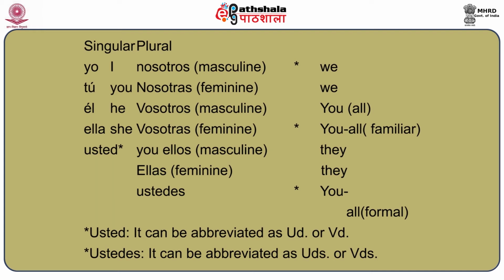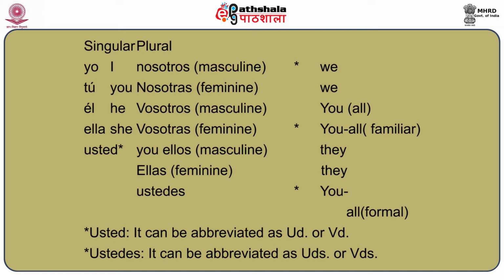Now let's see what these personal pronouns refer to. It's very clear that yo means I, because it cannot be used for any person except the one who is speaking. And tu is you, which is informal, so it's also clear. El, ella, usted. El is he, ella is she, and usted is formal you.